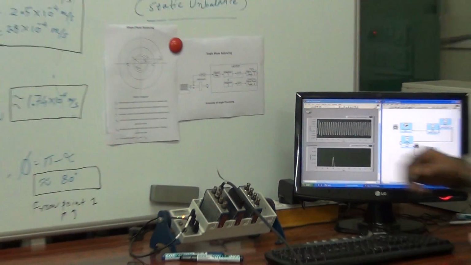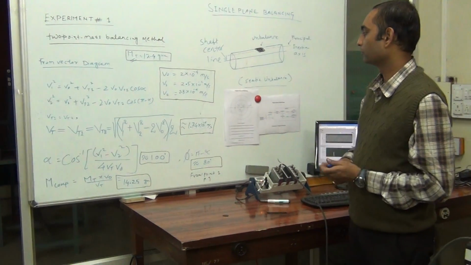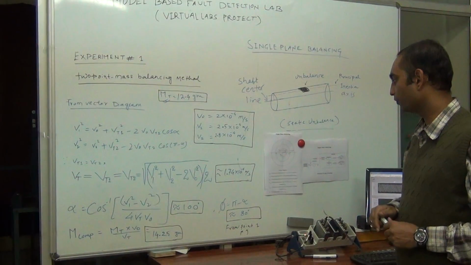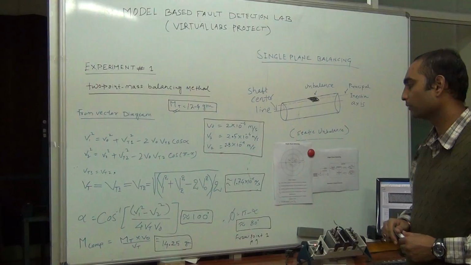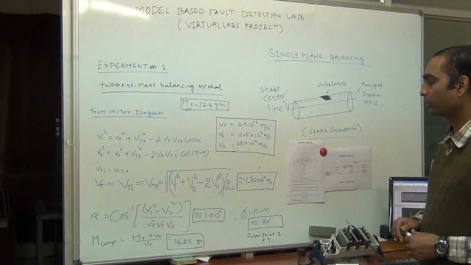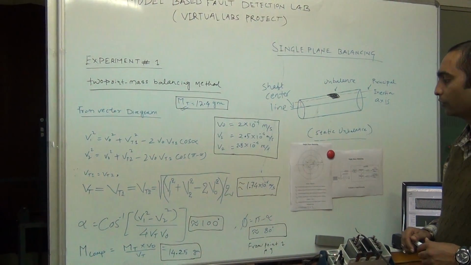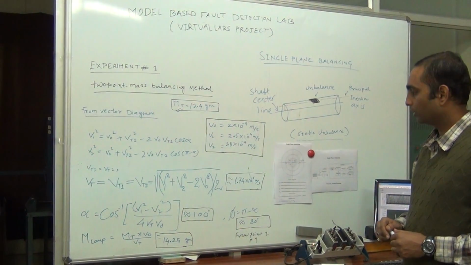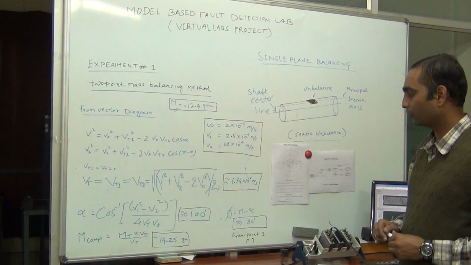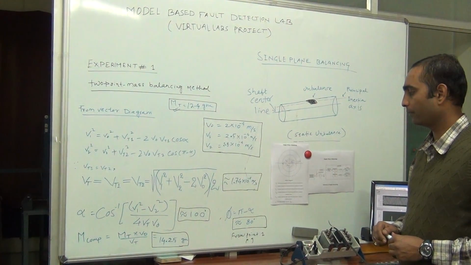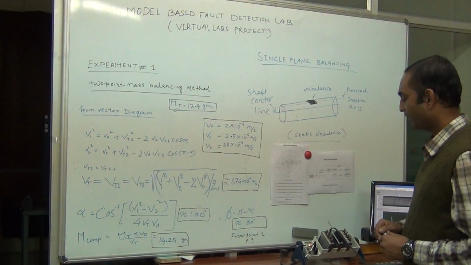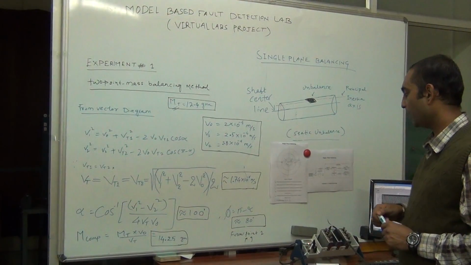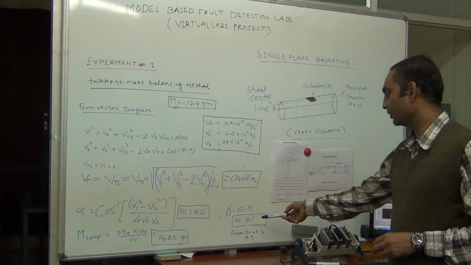So let us come to the board. We have calculated here Vt as 1.74 × 10^-4 meter per second. Now we will calculate the balancing location. Alpha is the balancing location, and it is coming to approximately 100 degrees, and the compensating mass we have calculated as 14.25 gram. So our final balancing location will be pi minus alpha, which is coming to 80 degrees.